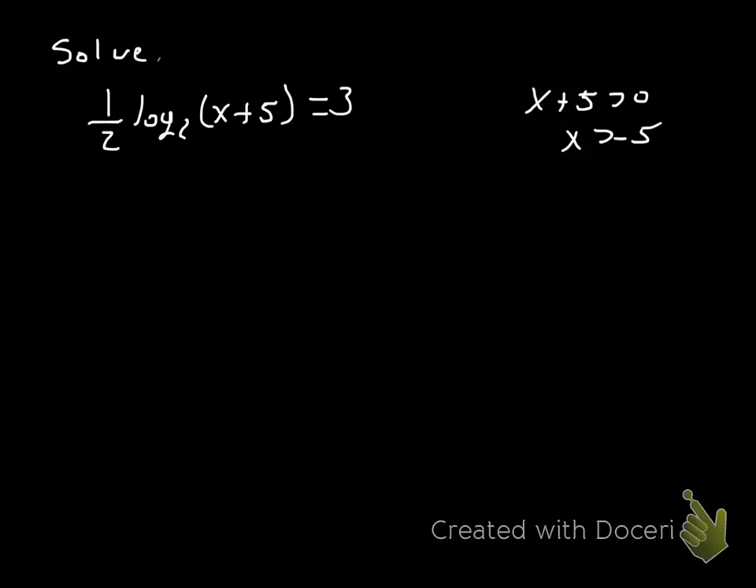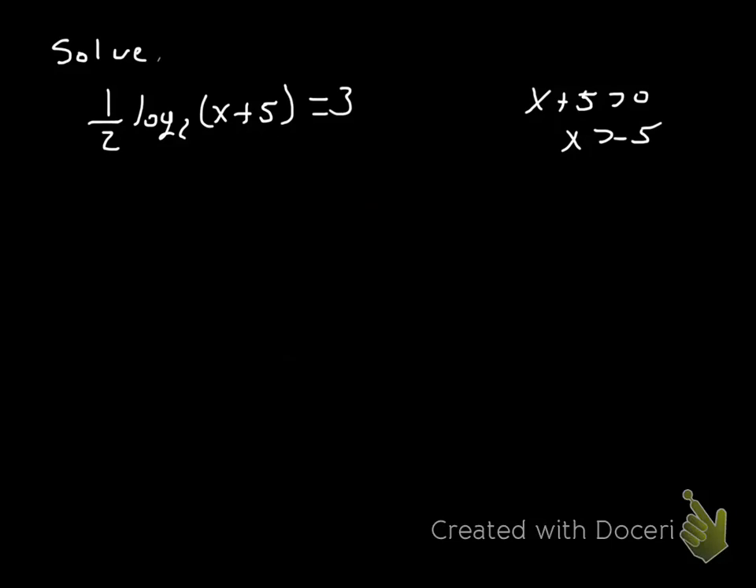This time I have half of log base 2 of x plus 5 equals 3. Again, my log's not isolated just yet. Also I might want to make note of my restriction here. The argument here is x plus 5. Logs don't like negatives and they don't like 0, so we need to set the argument greater than 0. So our answer has to be greater than negative 5. If it's not, then we say that answer doesn't work, so it might be a no solution.